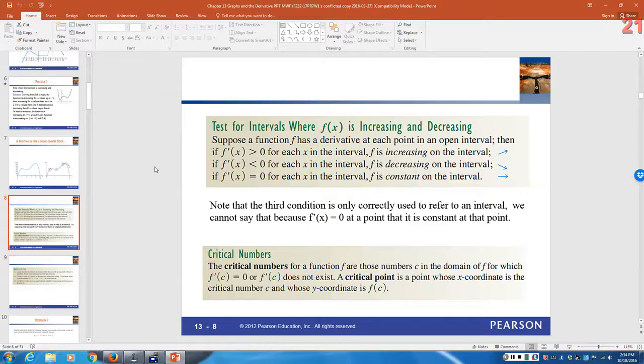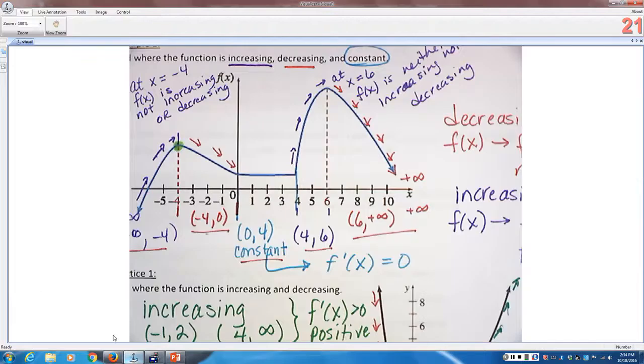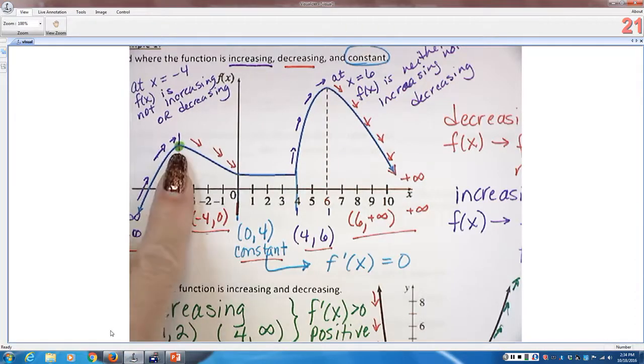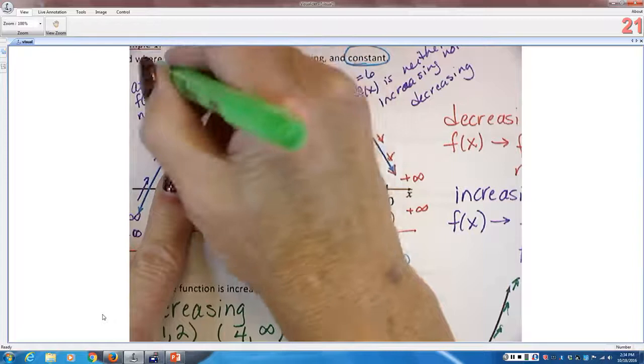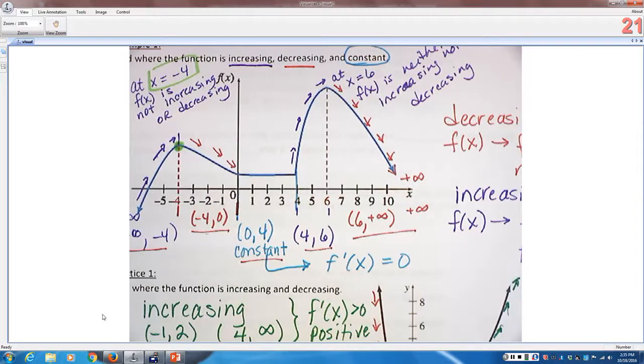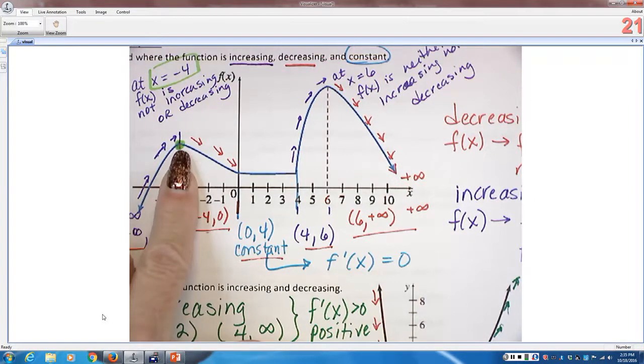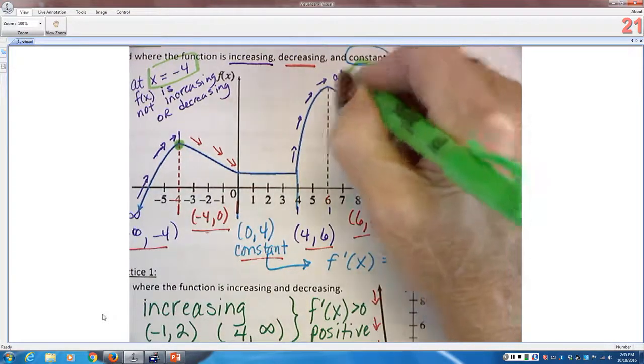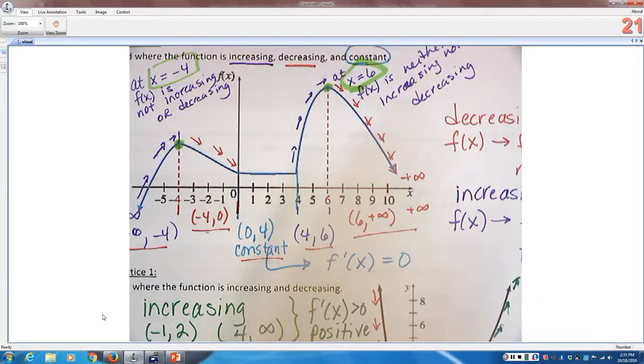So the critical points for this function, that would help if I went back to the screen, wouldn't it? Okay. Critical points for this function are at x equals -4, because it is neither increasing nor decreasing at that point. Likewise for x equals 6. It is neither increasing nor decreasing at that point. But there's also two places on this function where the derivative does not exist. Can you tell me where those two points are?